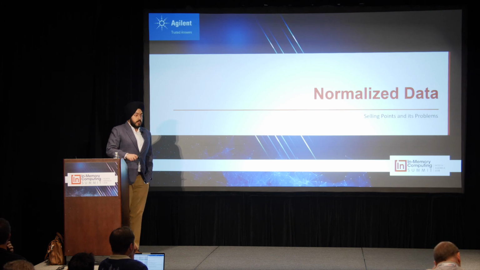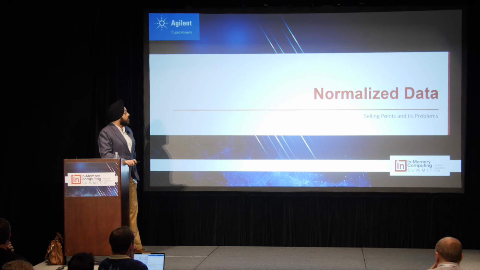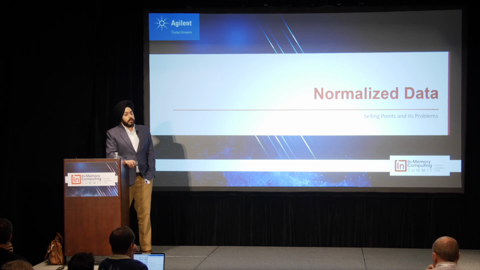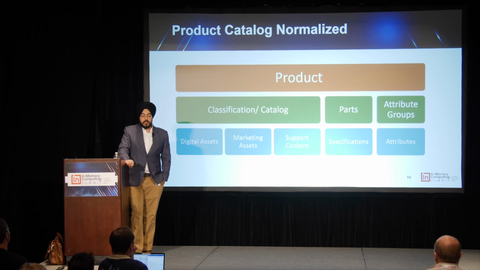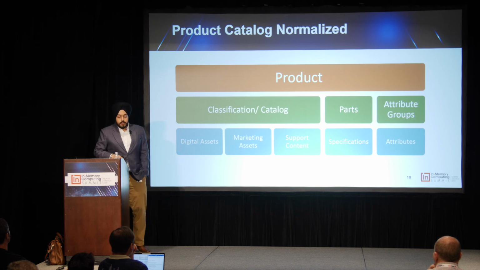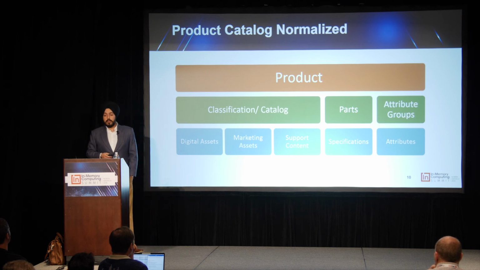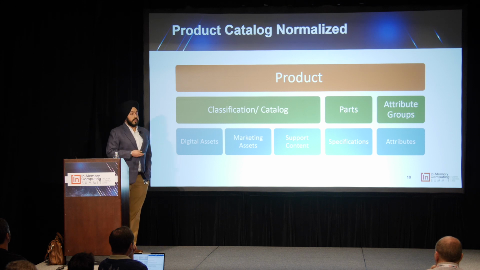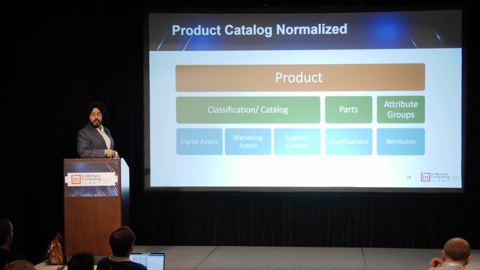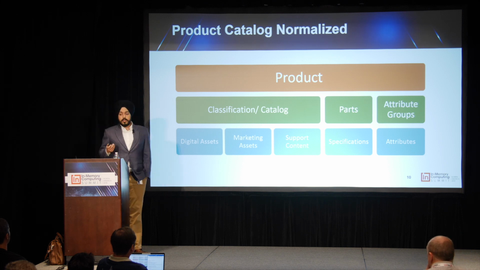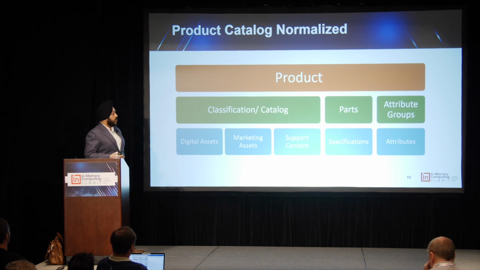Now, this gives me a good point to transition to talking about another problem that we had, which was normalized data. We talked about this a little bit earlier, but just to emphasize the complexity, a simple product catalog looks something like this in any organization, really. You have a product entity, and you have a classification where you have to classify those products, what we call catalogs as well.